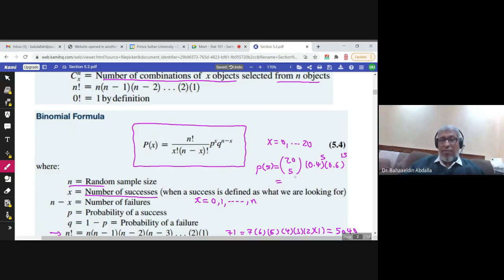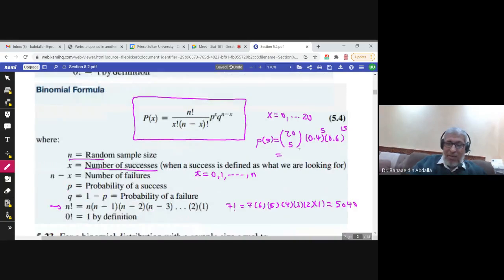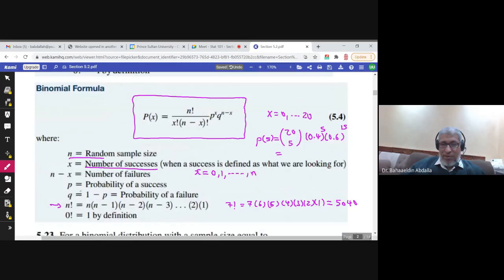So this is the binomial formula. We always use it to find the probability of x, probability of 5, probability of 0, probability of 1, to any value of x from 0 to n. P is the probability of success. Q, or 1 minus P, is the probability of failure. Remember, 0 factorial is 1. This is by definition. If you ask the calculator to evaluate 0 factorial, you will get 1.